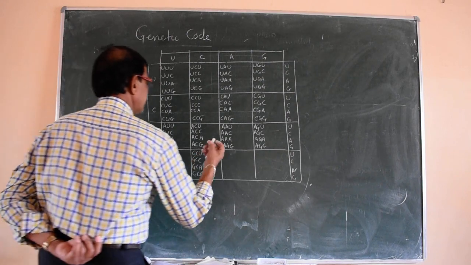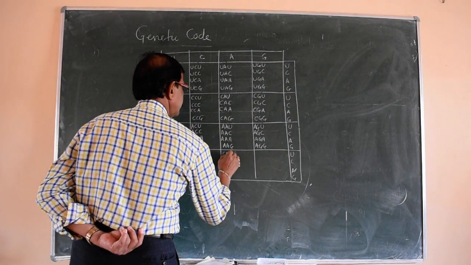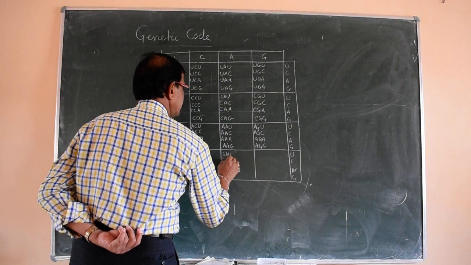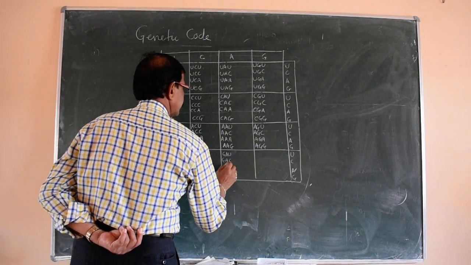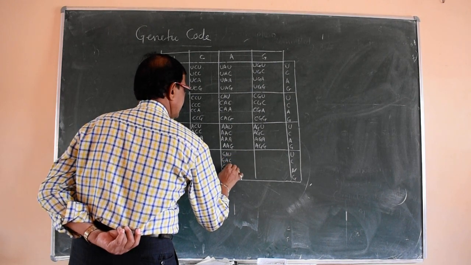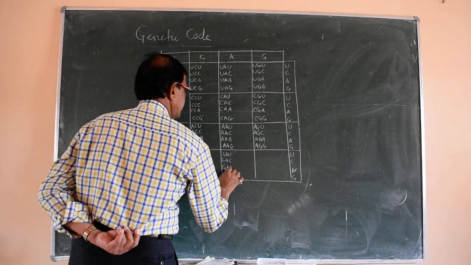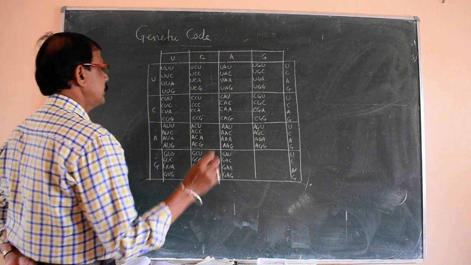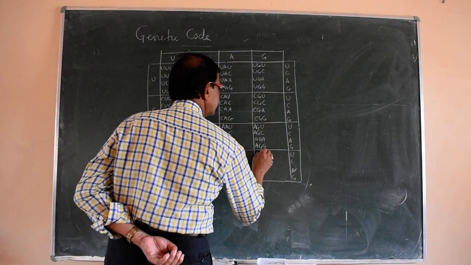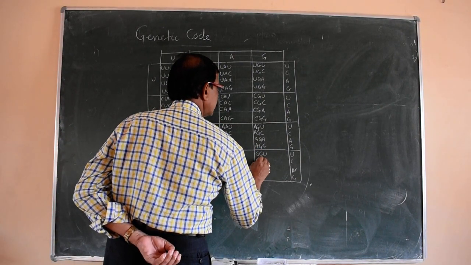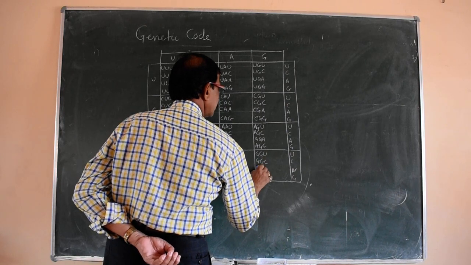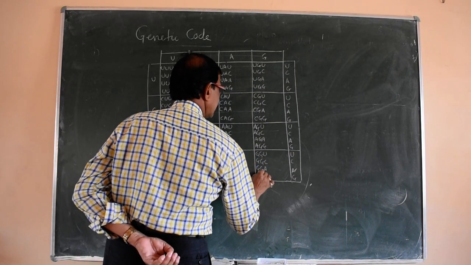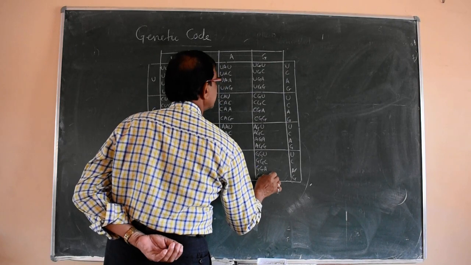And the next one, GA: GAU, GAC, GAA, GAG. And now the last one, double G: GGU, GGC, GGA and GGG.